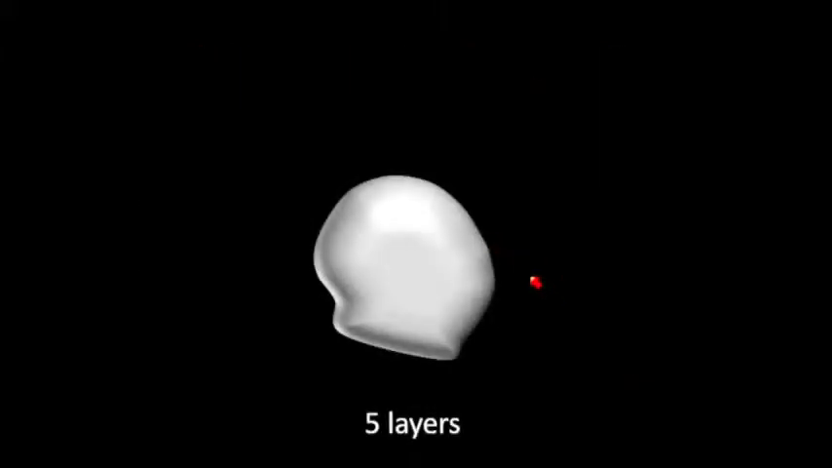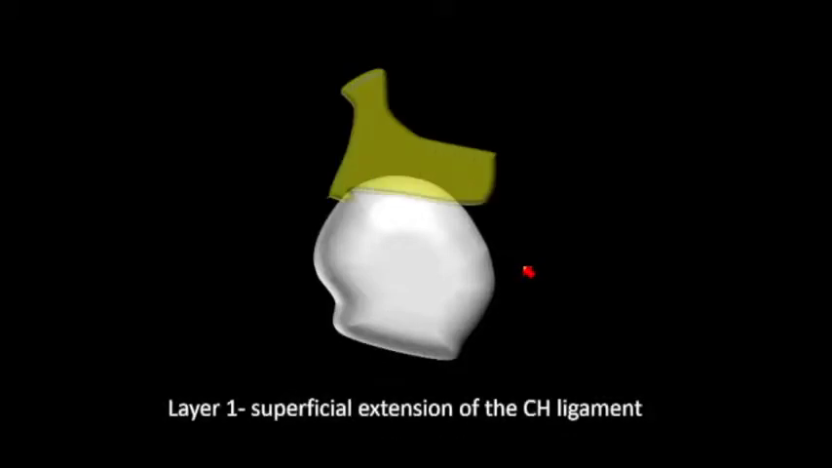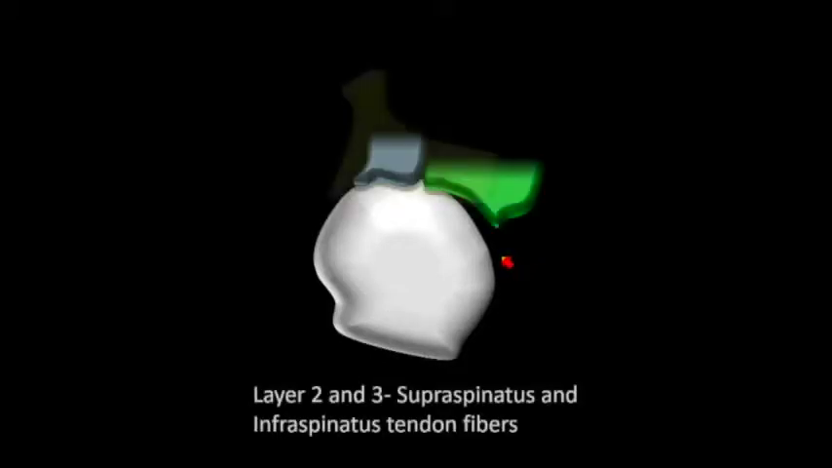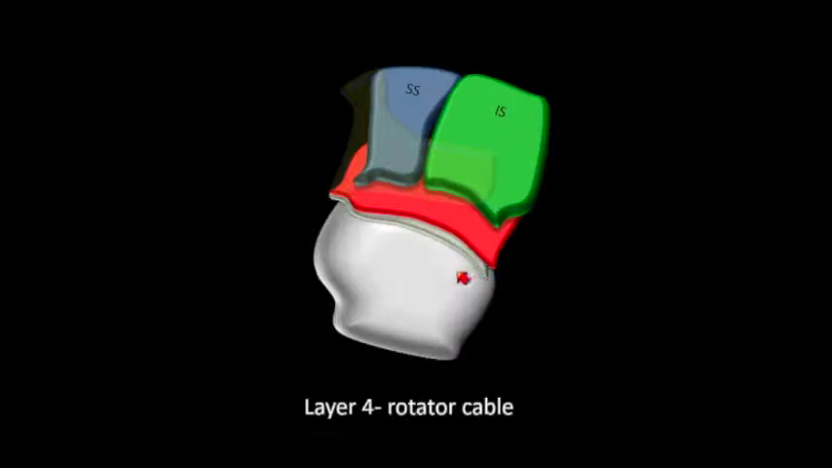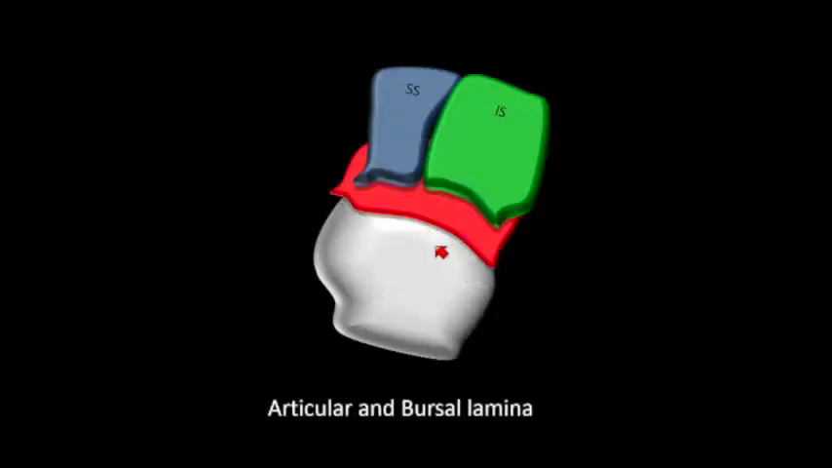Well, there are actually 5 layers that constitute the rotator cuff. There's a superficial layer, which is a superficial extension of the coracohumeral ligament. Then we have the supra- and infraspinatus tendons adjacent to one another. Then we have a deeper layer corresponding to the so-called rotator cable, which is really the inferior extension of the coracohumeral ligament. And then we have the joint capsule. So it's not as simple as we would think.